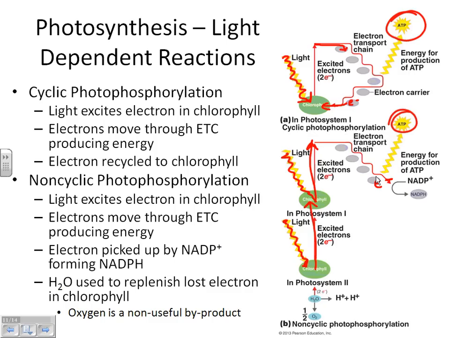What would eventually happen, though, to our chlorophylls? They're going to run out of electrons. So we've got to have a way to replenish those electrons. Watch how neat this is. The photosynthetic organism takes water.